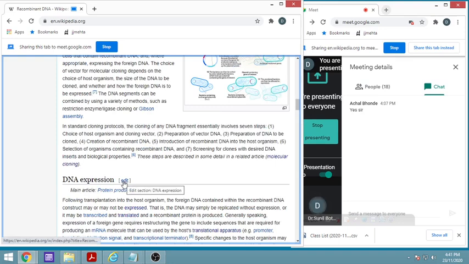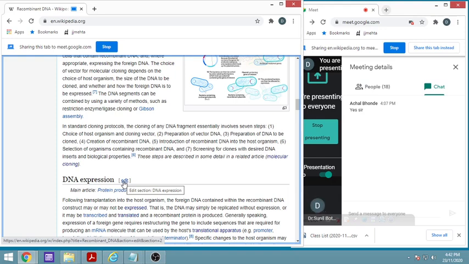In standard cloning protocols, the cloning of any DNA fragment essentially involves 7 steps. One is choice of host organism and cloning vector. We have seen this just now in gene therapy. Similarly, in which cell you want to put it and who should be carrying it. If it is naked DNA, then injection or various formulations.